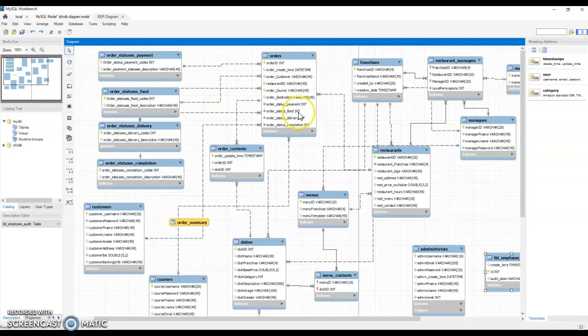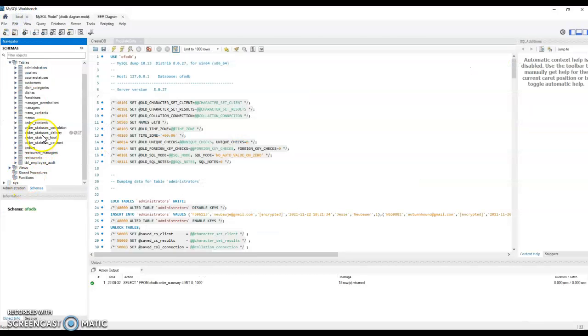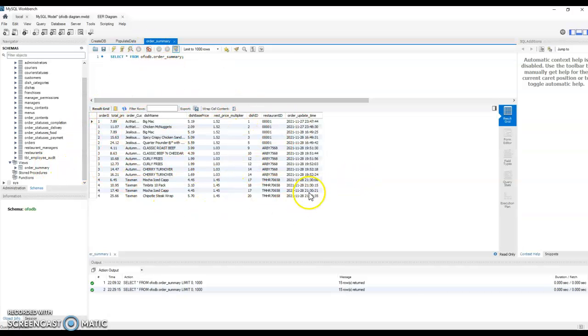The order will have a status for each of its moving components, and I have created a view called Order Summary. Let's take a look at that. Where did it go? Under Views. This view is a summary of what each customer would probably be concerned with as far as their own order. It contains a list of all of the dishes that are in their order. It has the price of each dish and a running total of the price for all of the dishes in their order. So it can also be sorted by order.